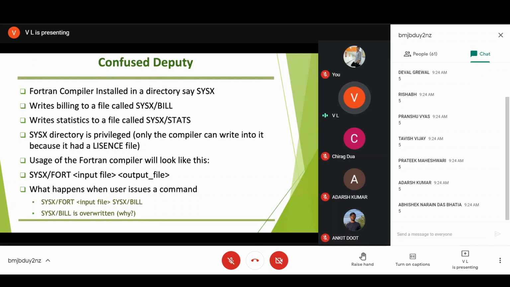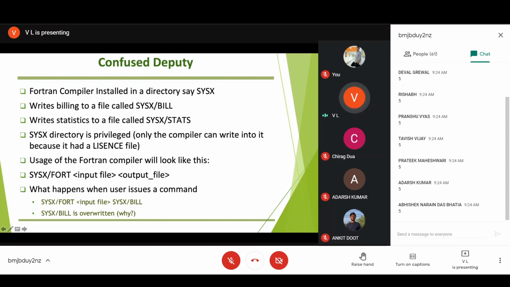whether the compiler was able to compile the file or whether there was some error or something else, was being written in this folder. One file was written to the directory as the bill file and another was written as the stat file. Now this file was privileged, only the compiler could write into it. Usage of the Photon compiler was something like this: I want to call the Photon compiler within the sysx directory. This is the name of the input file and this is the name of the output file.